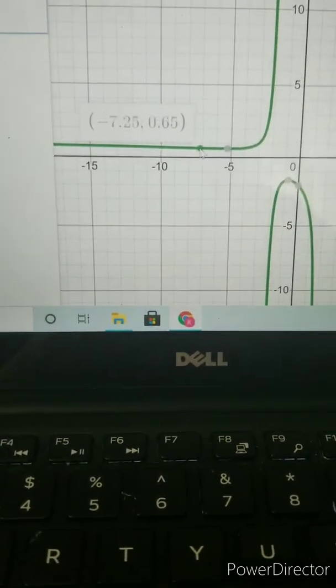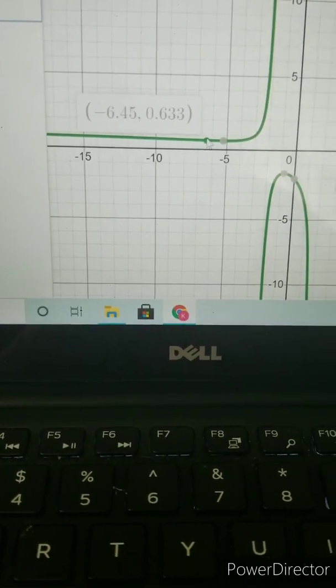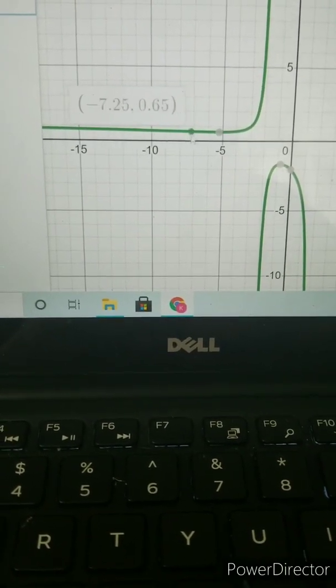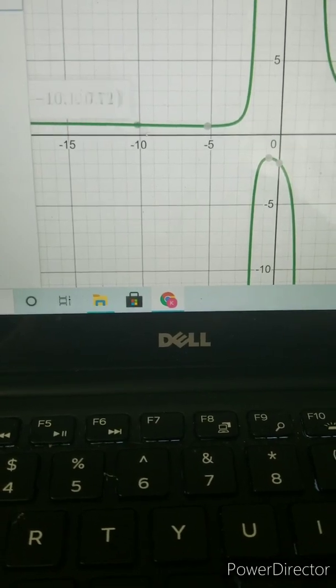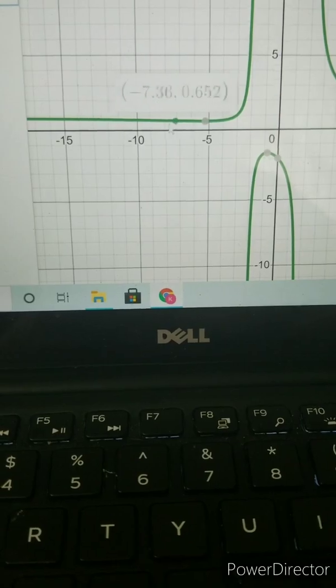And right here, when I was graphing this, I saw that around -7 we would have a POI, and that's why -7 was my first guess for my POI, because I noticed this is concave down, and this is concave up. So there's some POI around here.